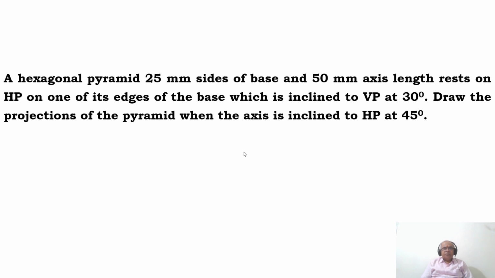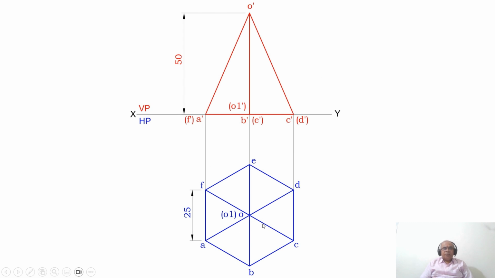To do this, first the edge which is resting on HP has to be perpendicular to VP. So which are the two edges which are perpendicular to VP? One edge is CD and the other one is AF. These two are perpendicular to the XY line. Therefore, in the front view, you are going to get a point here and here also, C dash D dash. So this is one of the base edges and this is also one of the base edges.